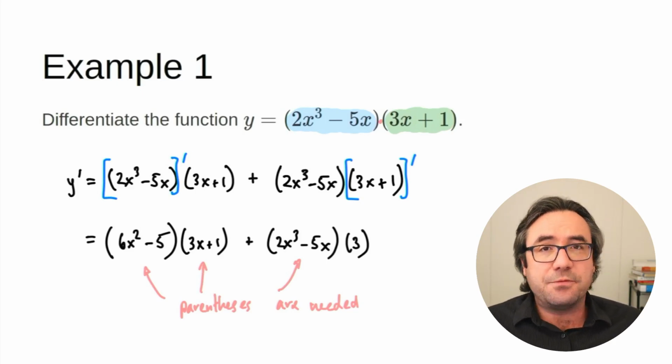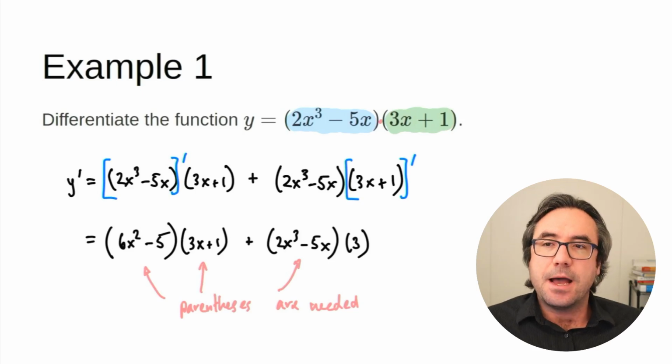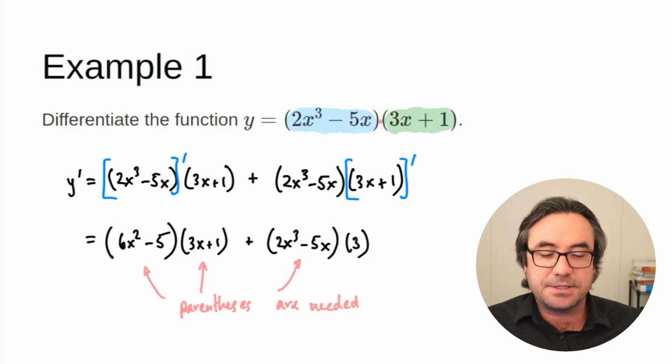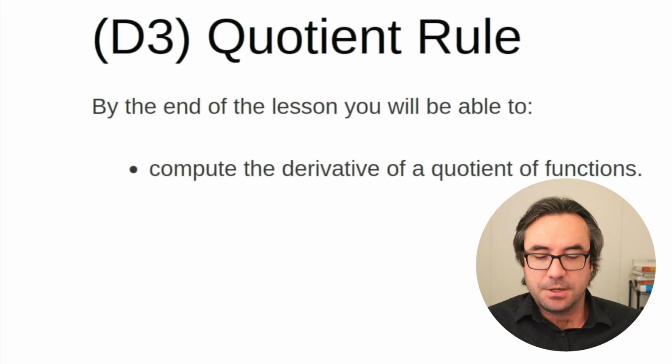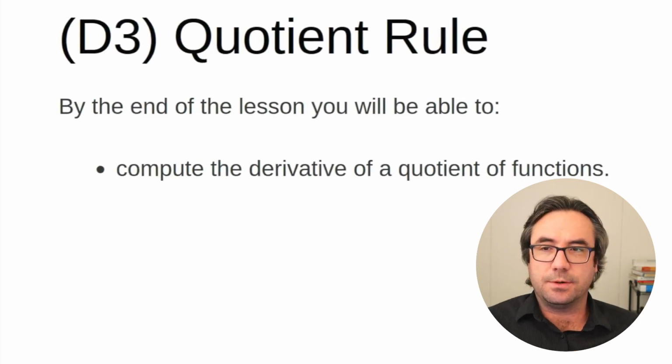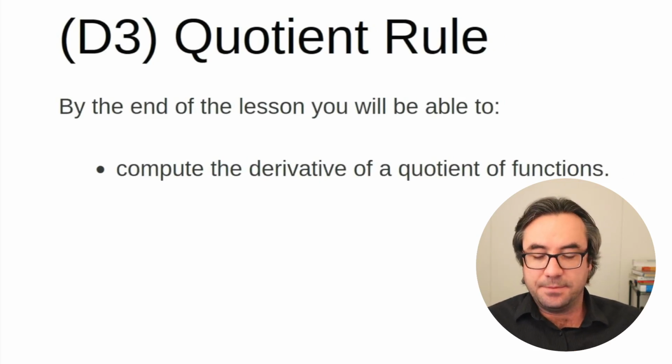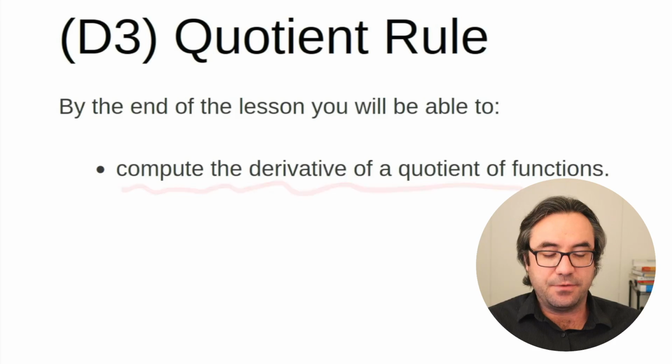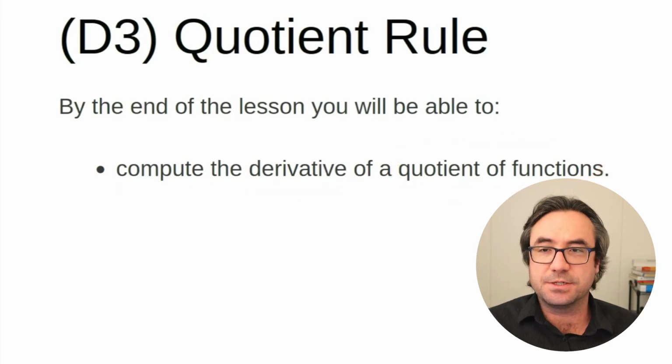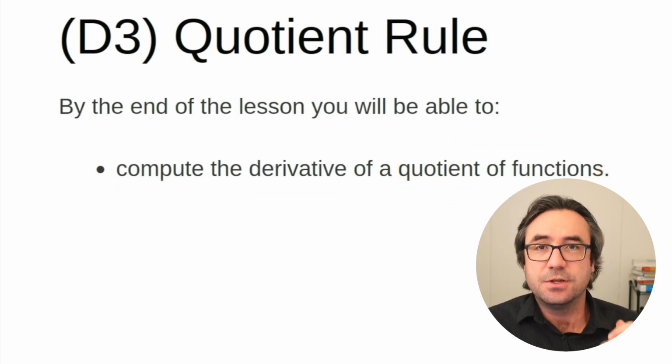We'll try a few more examples in class, but I also want to look at quotient rule. Very similar feel. Quotient rule gives us a way to calculate the derivative when we have a quotient of functions, so when we have a fraction.